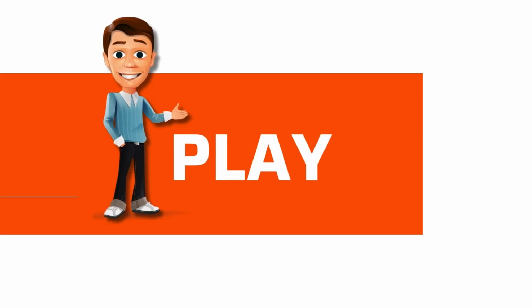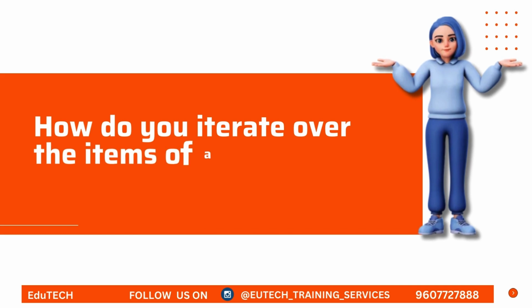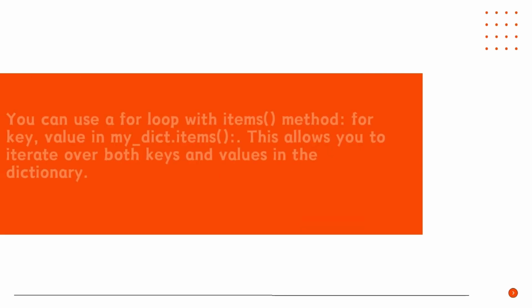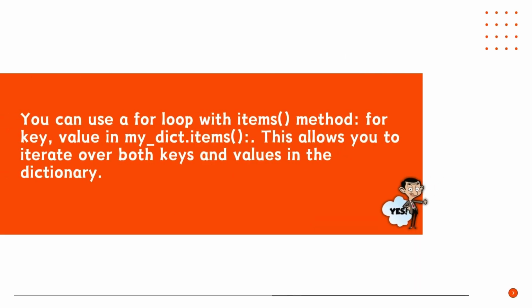How do you iterate over the items of a dictionary? You can use a for loop with the items method, for key, value in my_dict.items(). This allows you to iterate over both keys and values in the dictionary.